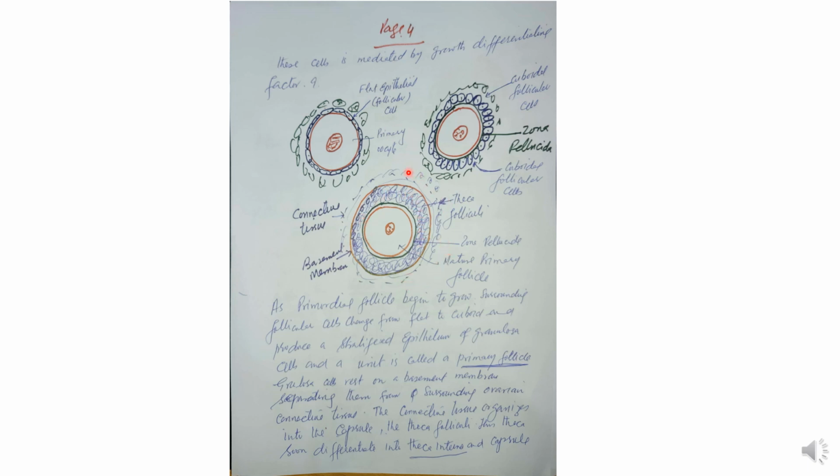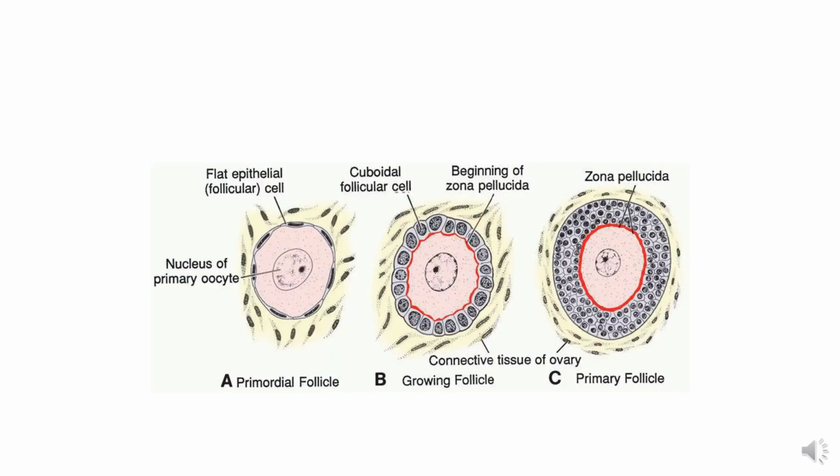The outer cells, the theca cells, which are connective tissue cells, differentiate into two types, inner cells and outer cells. The connective tissue organized into a capsule, the theca folliculi, soon differentiates into the theca interna.